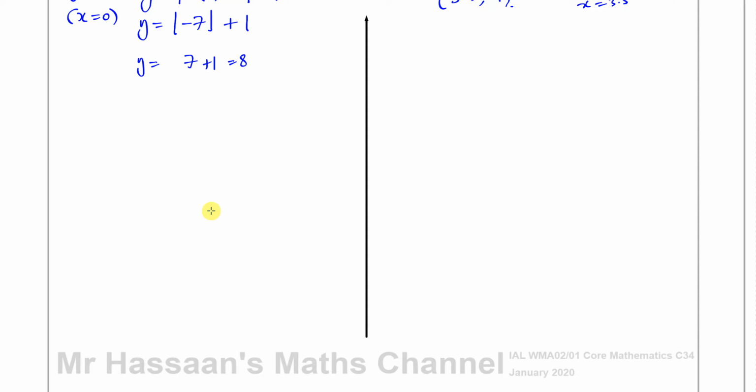Here, the important points are going to be the place where it crosses the y-axis and also the minimum point. So it crosses the y-axis at 0, 8, and the minimum point was 3.5, 1. So that's going to be 1 here, and that's going to be 3.5, somewhere over here. So it's going to go through these 2 points.